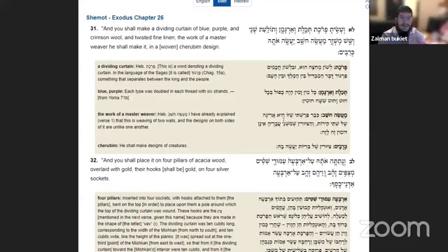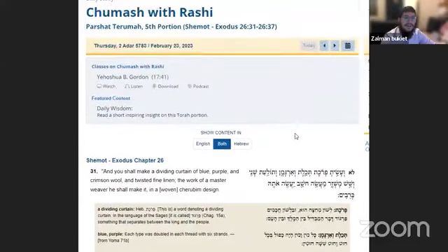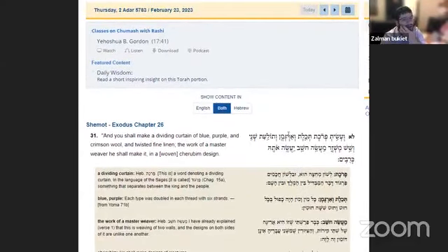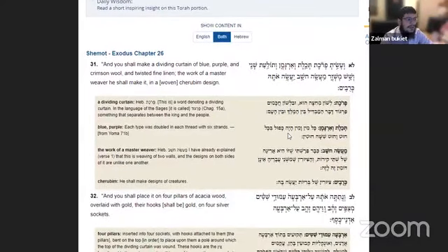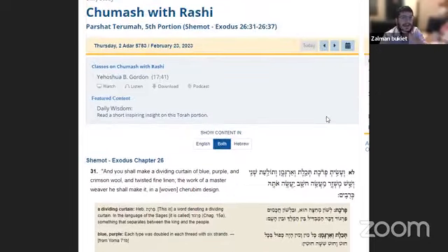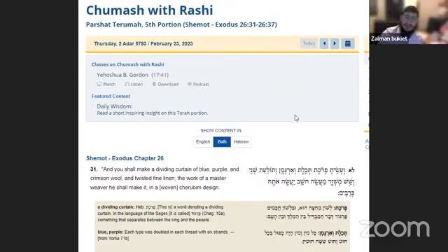Okay, good morning, everybody. On this wonderful day in the month of Adar, we're continuing over here with the Mishkan, and we are right here talking about the Pareches. Let's get started on verse 31.